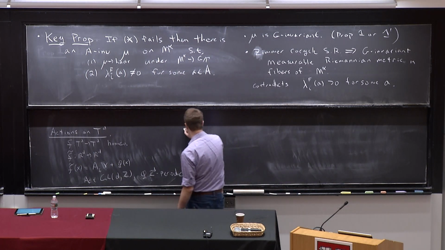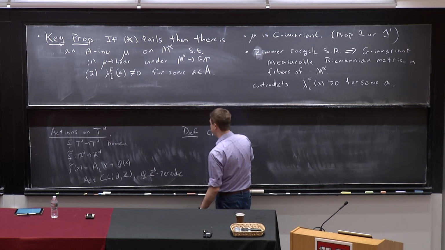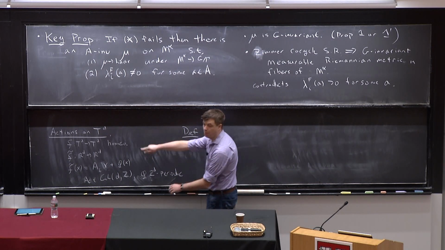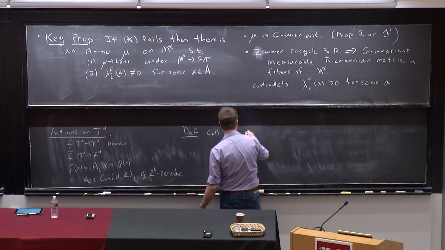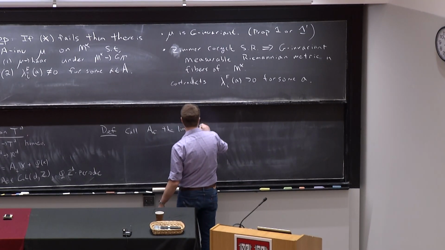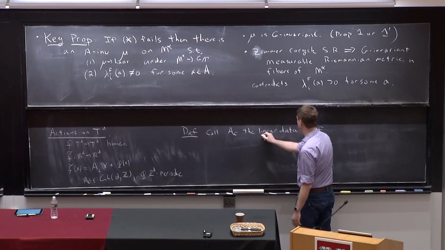Just some terminology. I'm going to call this matrix, which is a uniquely defined matrix, you can think of this as the action on homology when you choose a basis, we'll call A_f the linear data of the homeomorphism f.